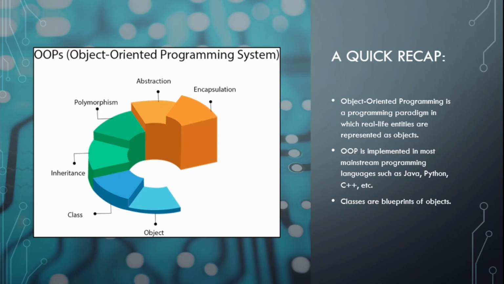Now there are multiple features of object-oriented programming, which are inheritance, polymorphism, abstraction, and encapsulation. We discussed what had happened previously, so if you haven't watched that video and you're not understanding what's happening right now, I recommend that you watch that video before and then move on to this one.